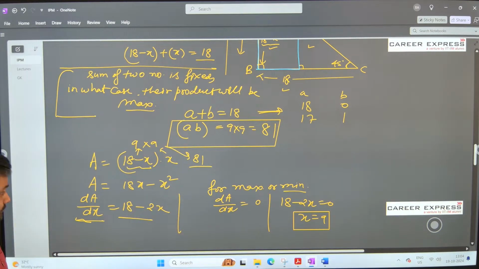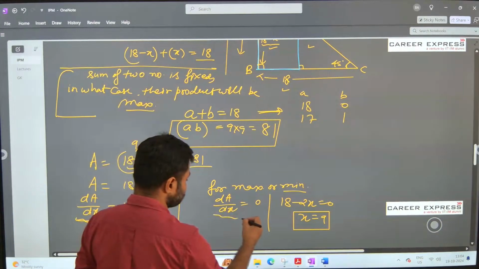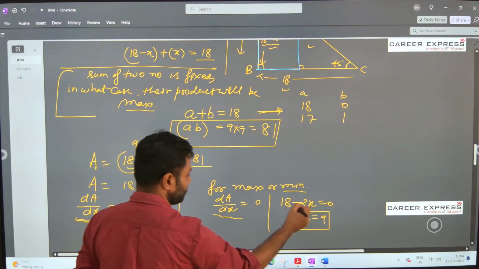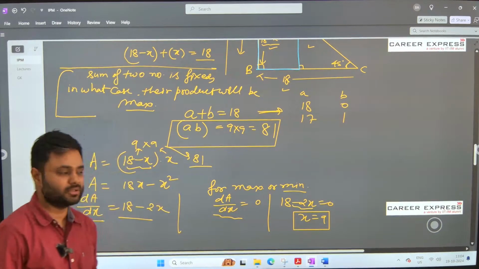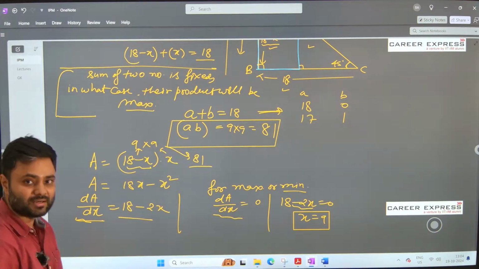Right? In case you want to check if it is the maximum area or the minimum area, you can go for the second derivative test as well, which will be negative because we have the negative minus 2x here. So we'll not get into that. This is the maximum possible area. So that is the answer. Thank you.